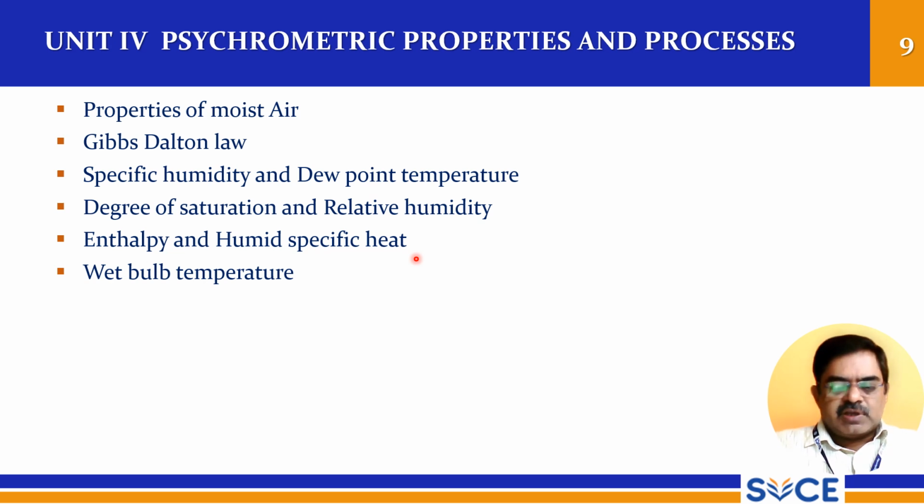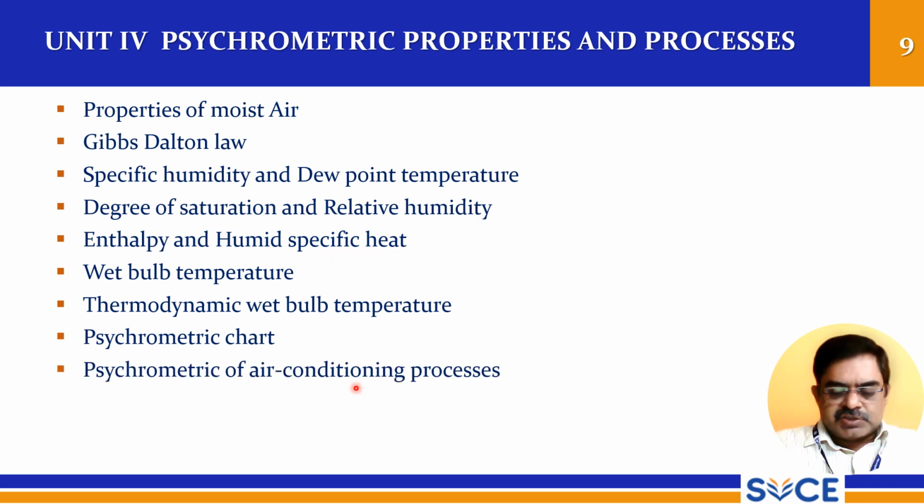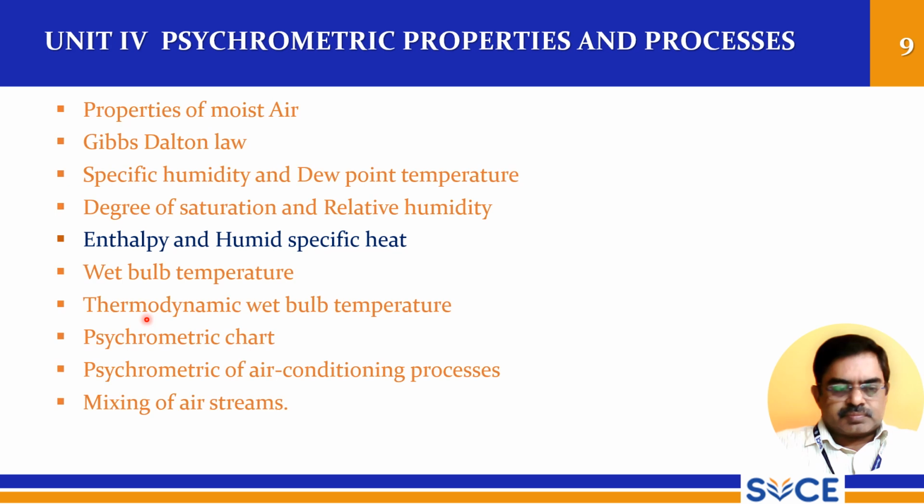Next, we are going to see wet bulb temperature and thermodynamic wet bulb temperature, psychrometric chart, psychrometric of air conditioning processes, mixing of air streams. So these are the topics left out. In next session we are going to see wet bulb temperature, and then we will complete the four topics in four consecutive sessions. Now we are going to see enthalpy and humid specific heat.